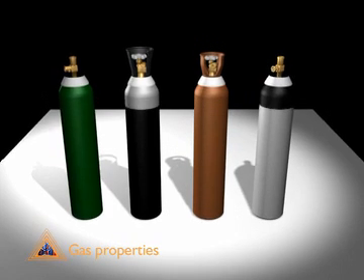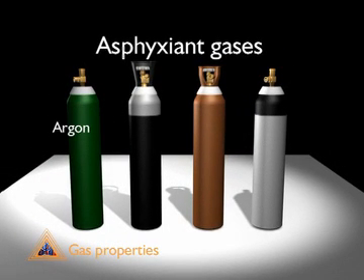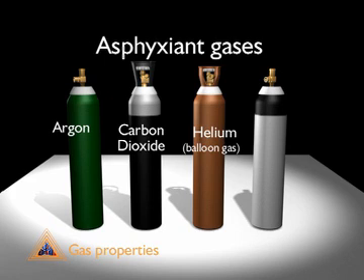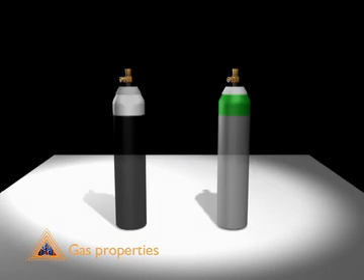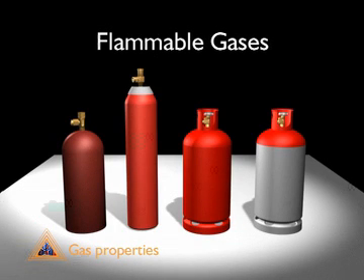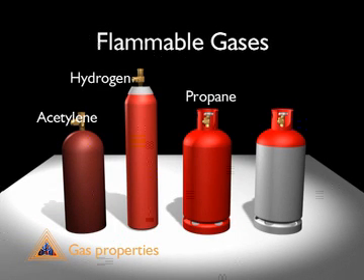Let's now take a look at gas properties and their associated hazards. It's extremely important that the user and also people working in the vicinity understand the properties and any potential hazards. The main industrial gases can be split into three groups: asphyxiant, oxidant and flammable. Asphyxiant gases are argon, carbon dioxide, helium or balloon gas, and oxygen-free nitrogen. Oxidant gases are oxygen and air. Flammable or fuel gases are acetylene, hydrogen, propane and propylene.